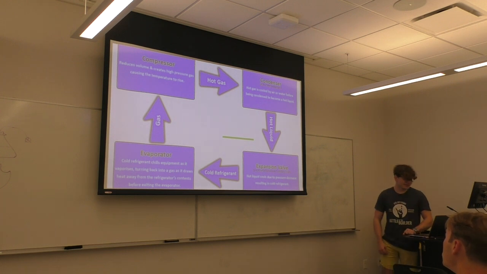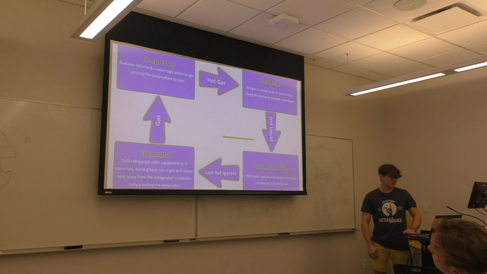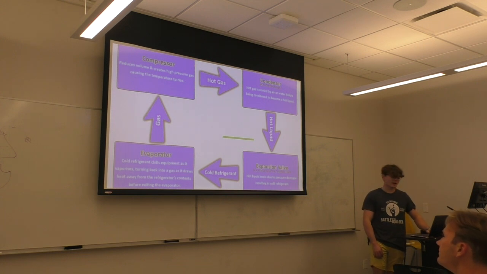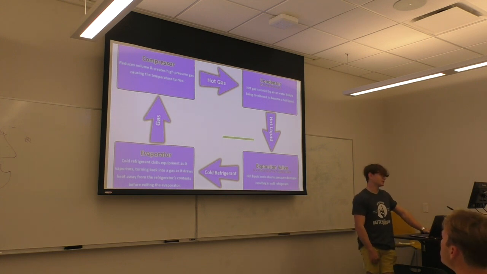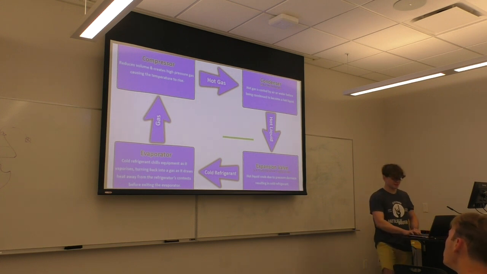So this is just a basic diagram of a refrigeration cycle, starting with the compressor, moving the hot gas into the condenser, and then a hot liquid to the expansion valve, and then a cool refrigerant into the evaporator, just like a baseline description of how a refrigerant cycle works.